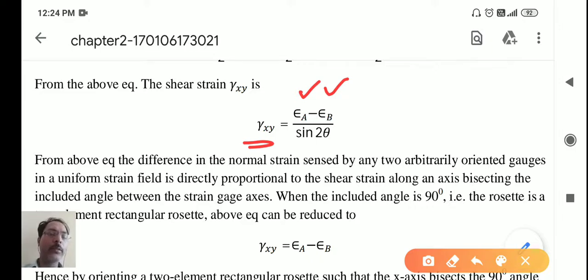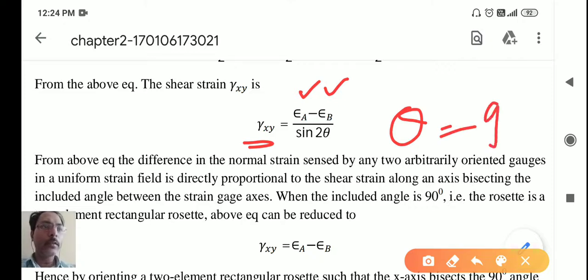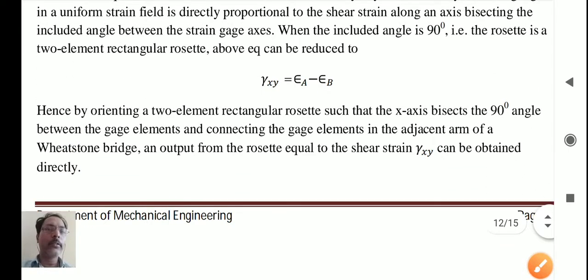The gamma xy is directly proportional to the difference of strains developed in the two gauges divided by sin 2 theta. If you consider theta equal to 90 degrees, then sin 180 is equal to 1. So you can directly write gamma xy is equal to epsilon a minus epsilon b. Like that you are going to consider here.